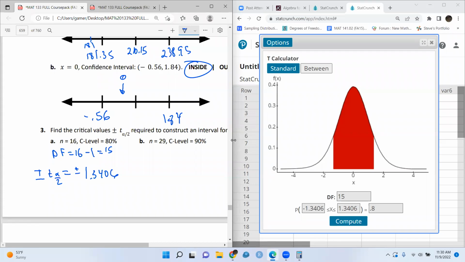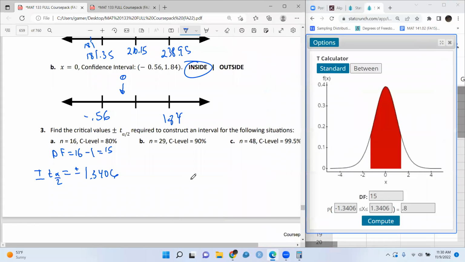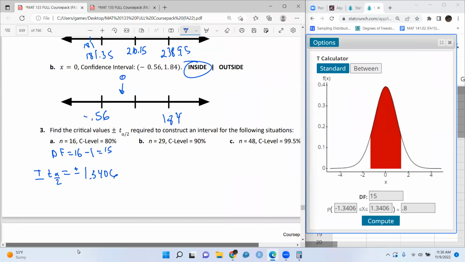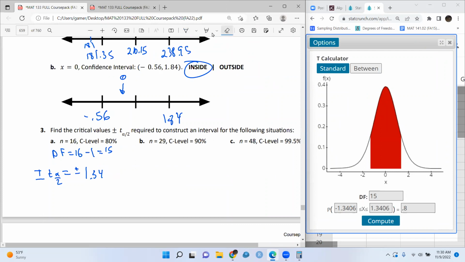Did it say what to round to? It doesn't say what to round to. It doesn't really matter, but we tended to do 3 decimal places with the Z critical scores. Okay. Is that good?